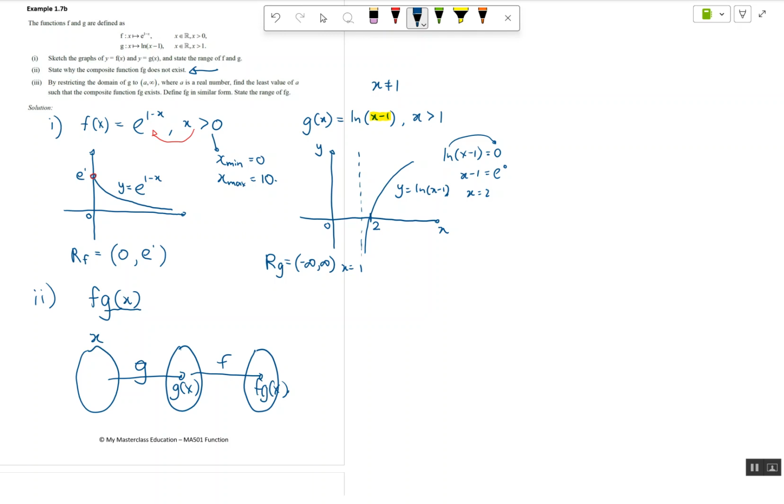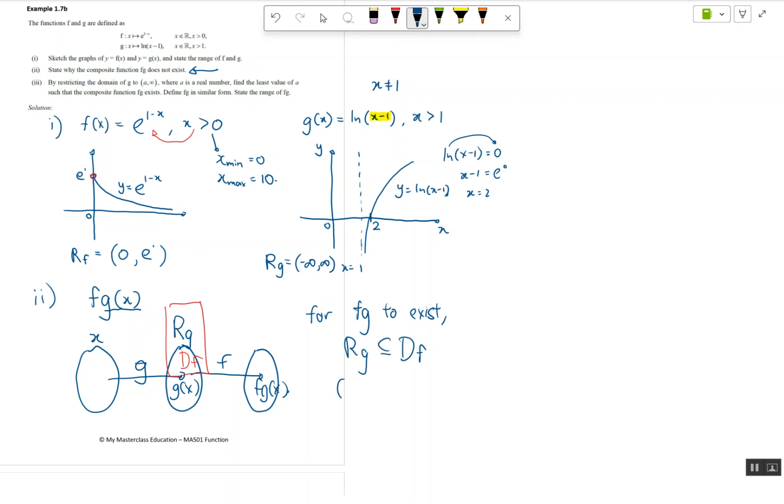When x goes through a mapping of g, over here it becomes a y value of g, so this is the range of g. And f is going to take this here as its x, so this is called the domain of f. Here you see the interchange very clearly. For fg to exist, the range of g must be a subset of the domain of f.